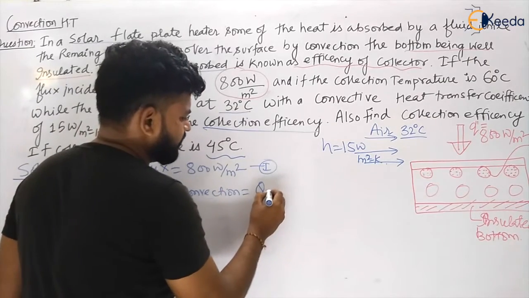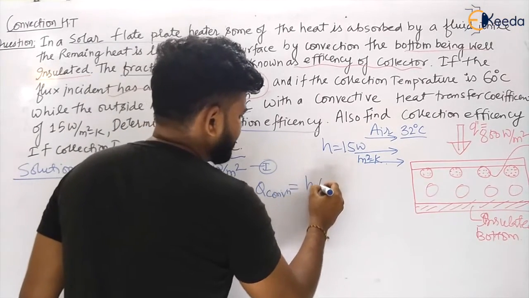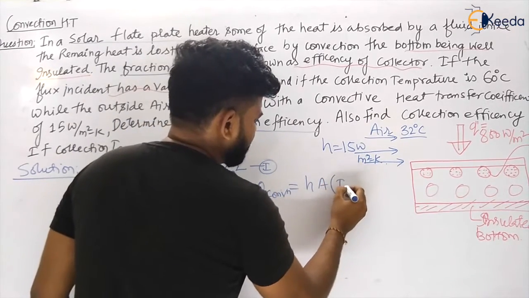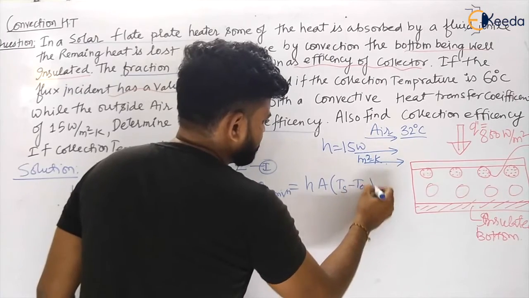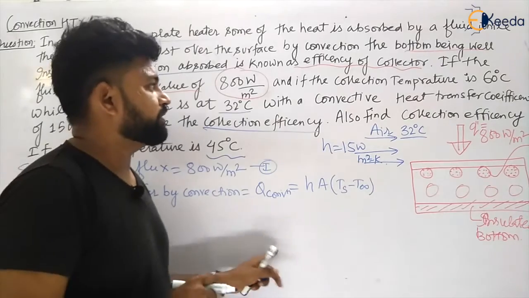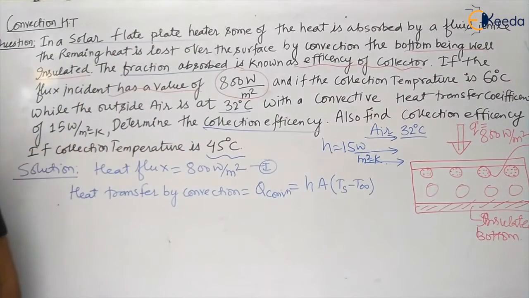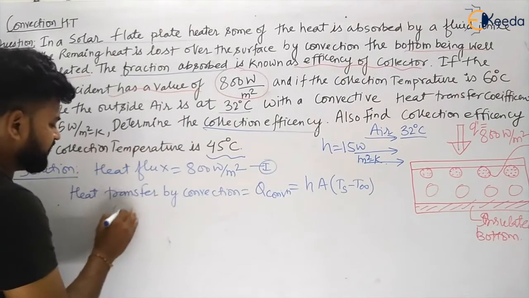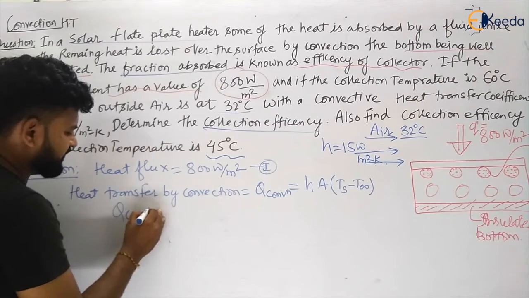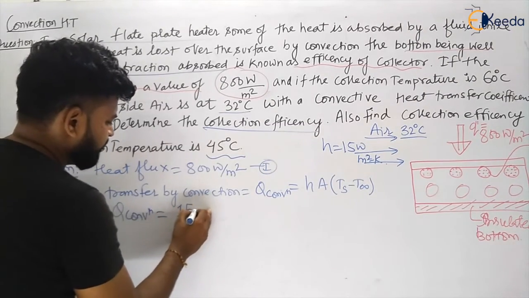That is given by Q convection equal to hA, that is the area, multiplied by surface temperature minus T surrounding temperature. So what is the surface temperature here in the first case? The surface temperature in the first case is 60 degree Celsius. So can we calculate the convective heat transfer now? Yes, we can calculate. The convective heat transfer is equal to h, this is given to be 15, into area.